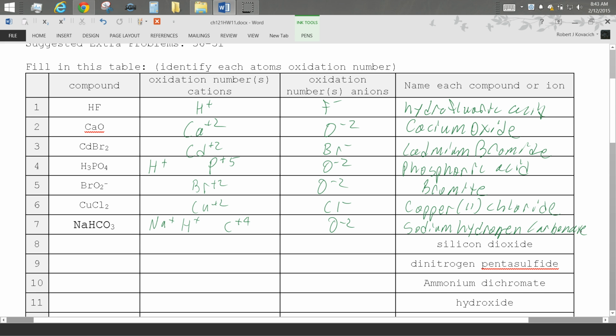The more common name for this is sodium bicarbonate. Baking soda, super common name. The one thing we want to talk about with this one is the hydrogen rule, which says hydrogens are +1 if they're with a nonmetal and -1 if they're with a metal. How do you know that that hydrogen gets to be a +1 charge?